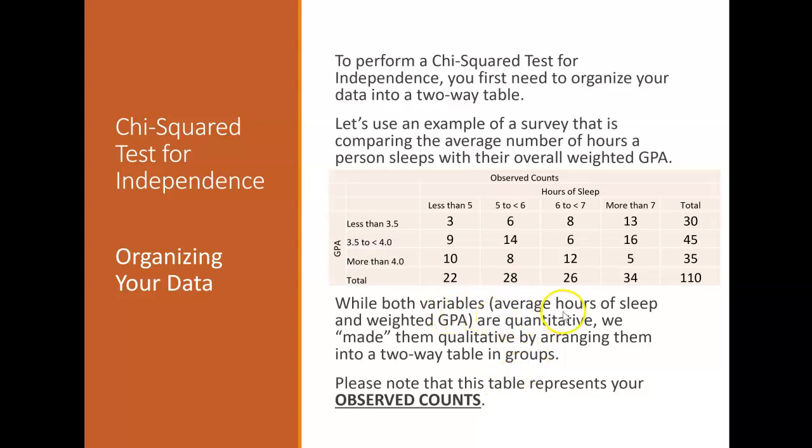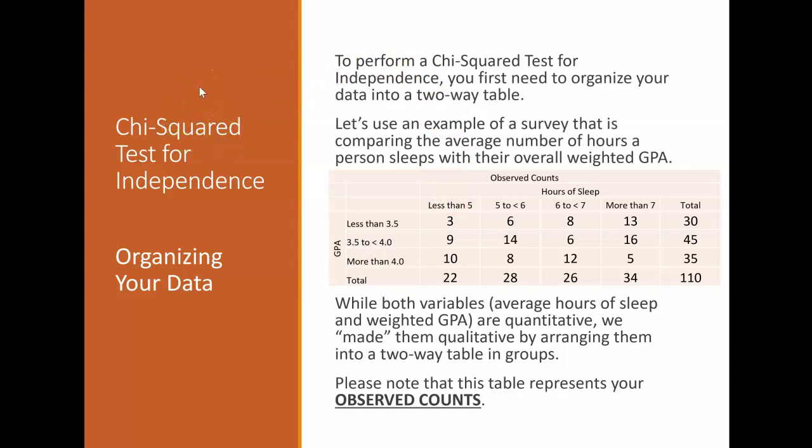So while both variables, the average hours of sleep and weighted GPA, are quantitative, we made them qualitative by arranging them into this two-way table, right? Please note that this table represents our observed counts. So this is what the result from our survey is. We're going to have to create an expected counts table from this information, right? Because in all reality, the chi-square test is just comparing observed counts with expected counts, right?